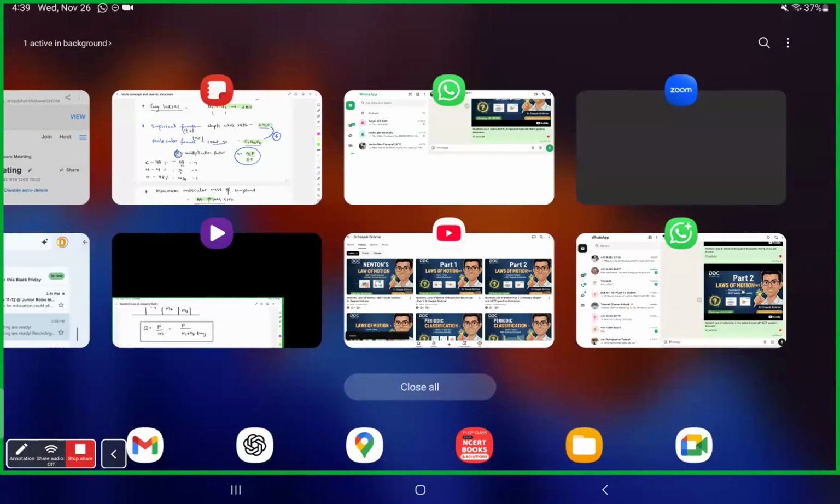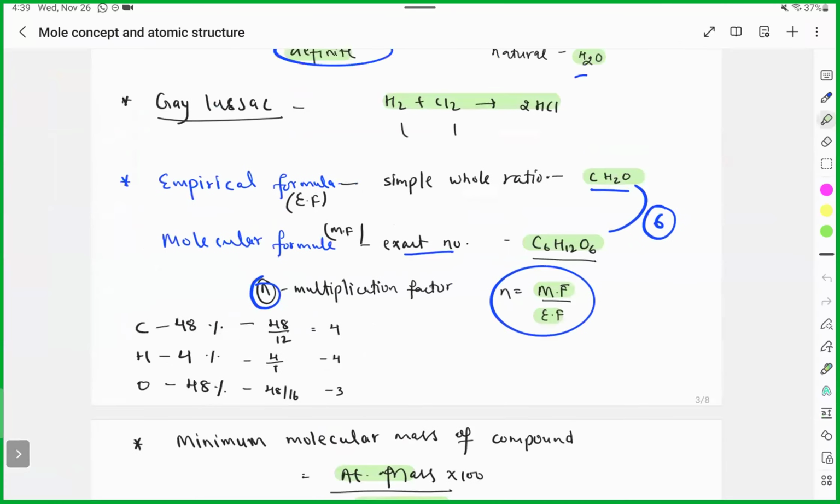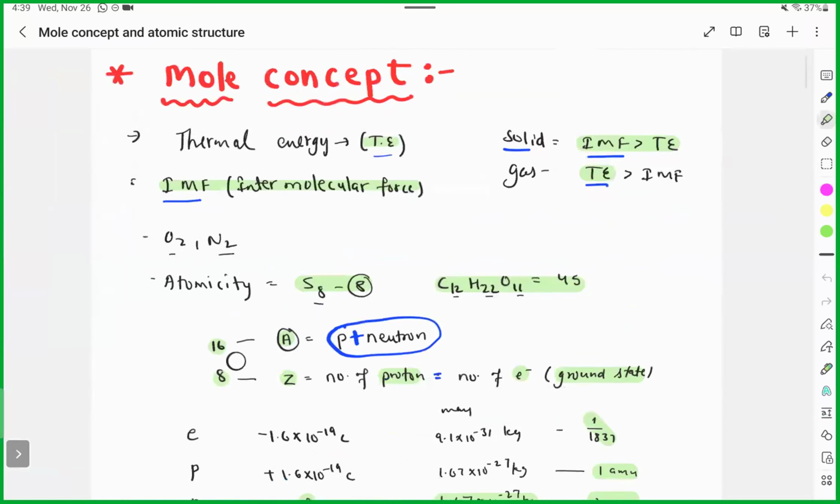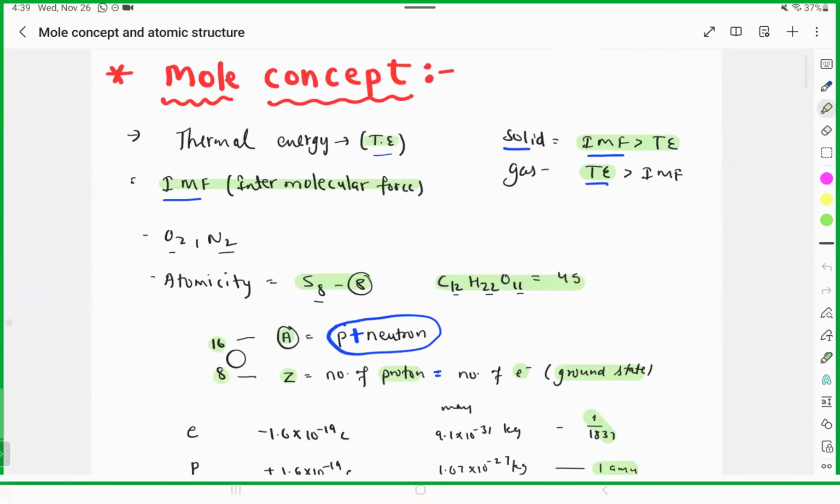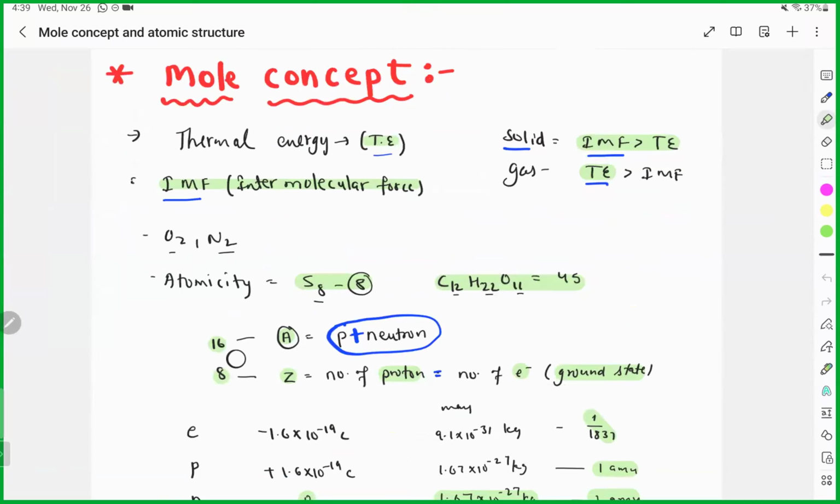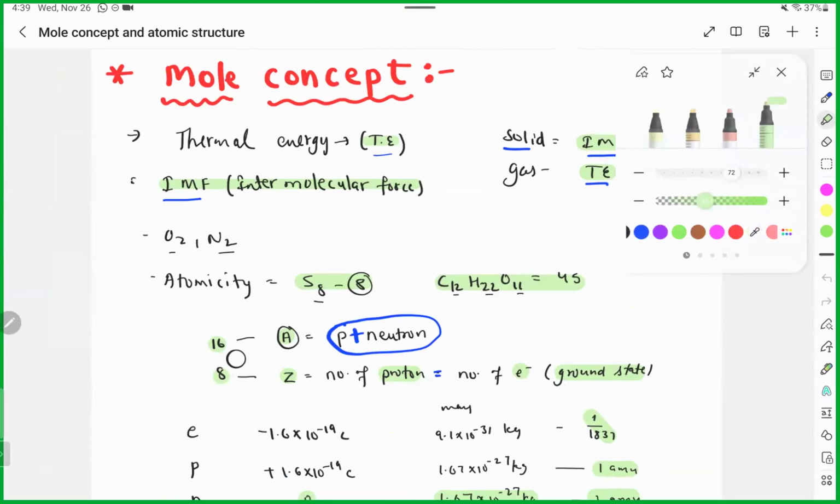Is it visible for everyone? Yes, sir. Yes. Yeah.